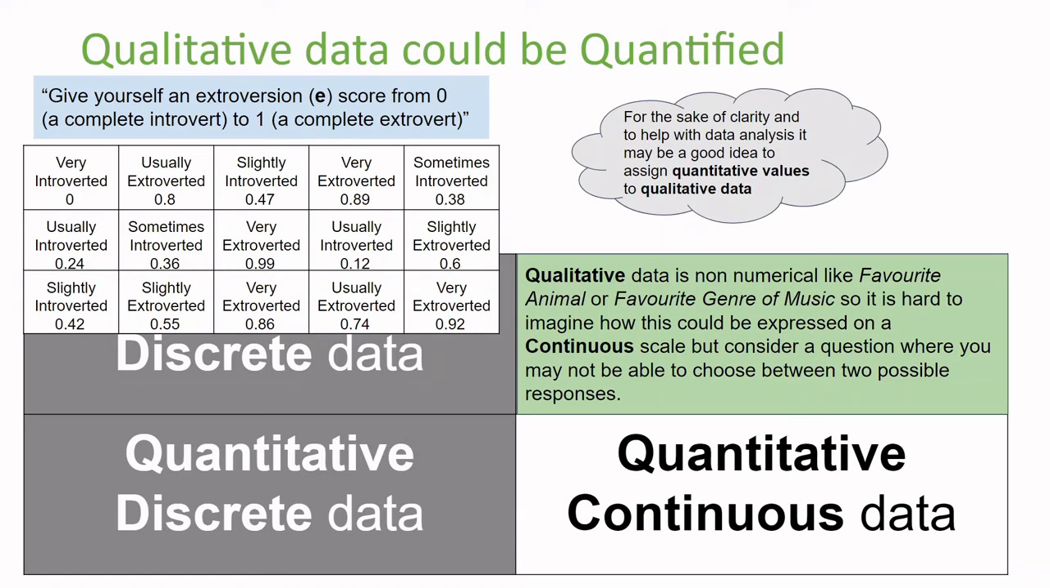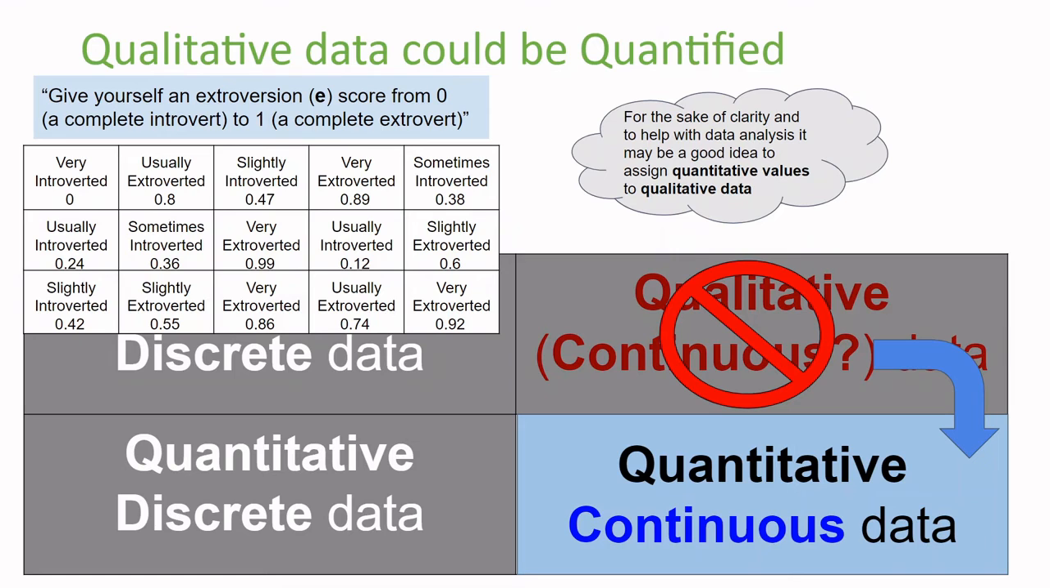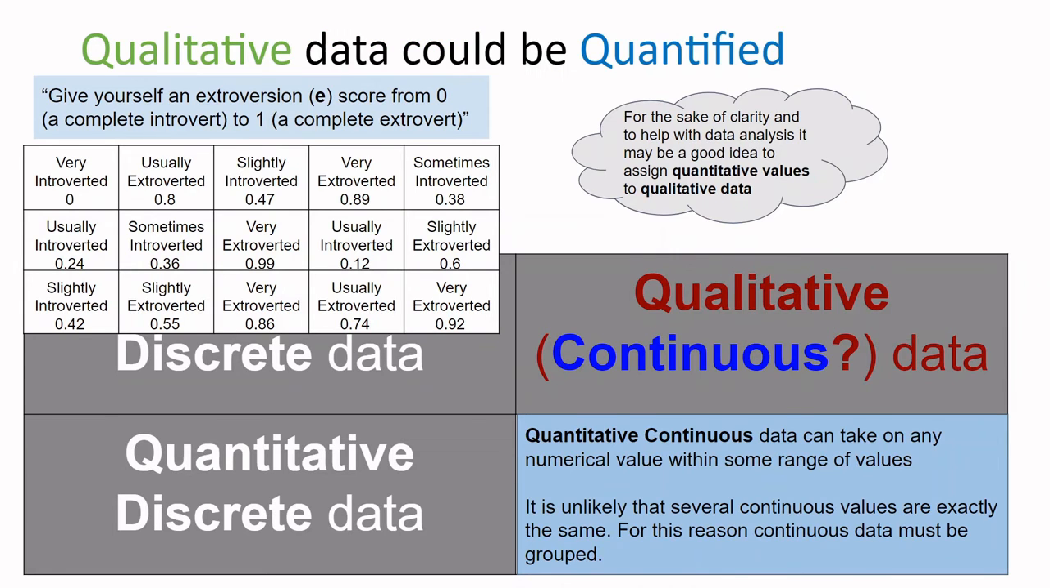But to help with the analysis of this, I'm no longer dealing with qualitative continuous data, I'm dealing with quantitative continuous data. In this continuous data, we are unlikely to see several of the same values. In fact, looking at the values I've got here, I don't see anybody with the same extroversion score. So I'm not likely to make an individual bar for each of these scores. For this reason, our data needs to be grouped.